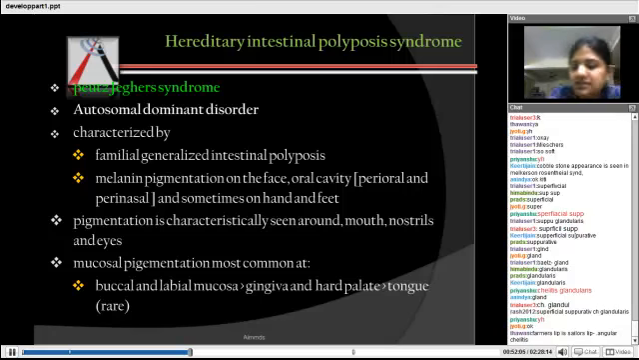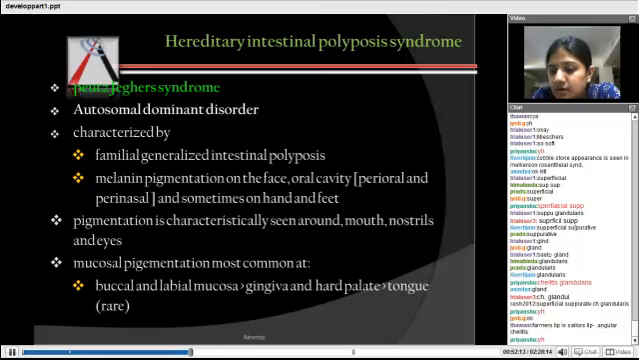And about farmer's lip, it's also called sailor's lip. It's associated with actinic cheilitis, sunburn.